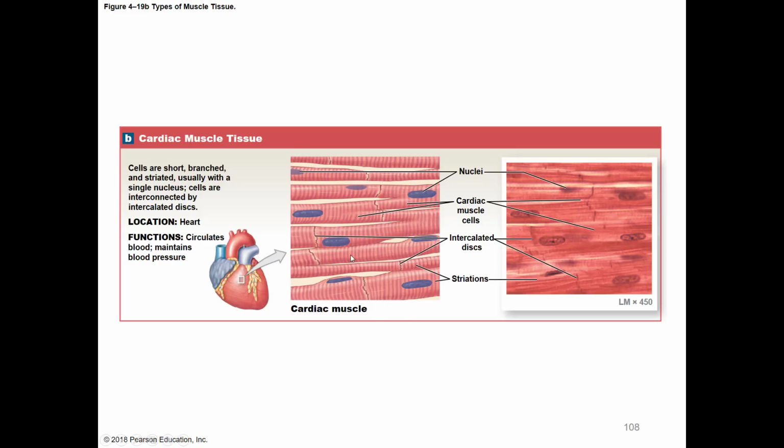So here is cardiac muscle tissue found only in the heart, hence the name cardiac. The cells are branched and striped. And we can also remember, hopefully, that they are run by a pacemaker.